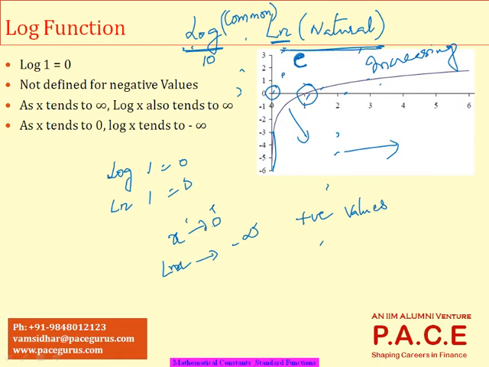Logarithms are not defined for negative values. Log 1 is always 0. And as x values are increasing, the log x value is also keeping on increasing.